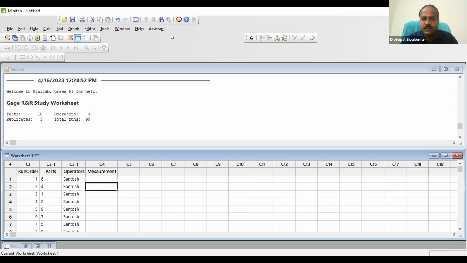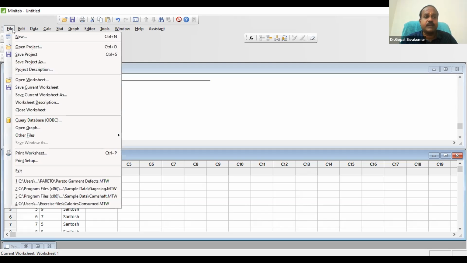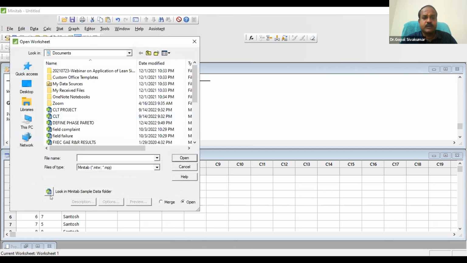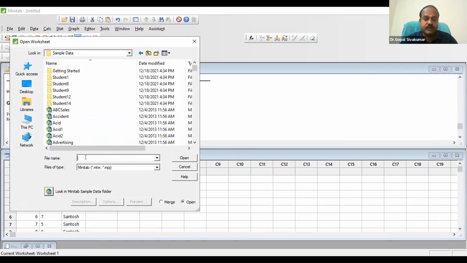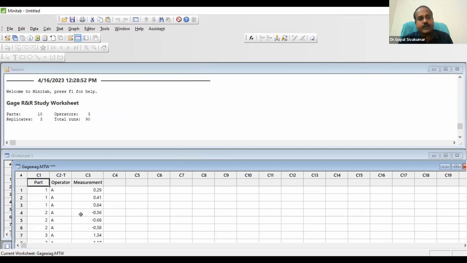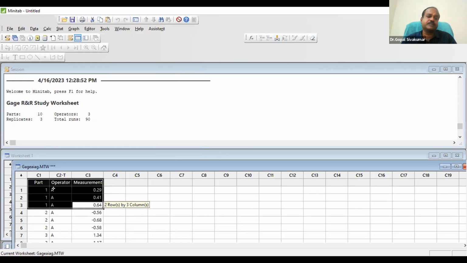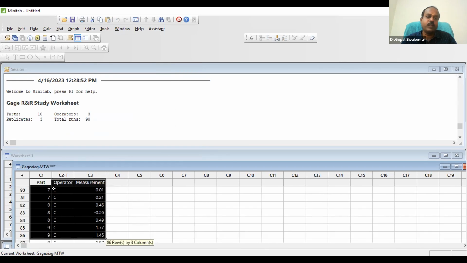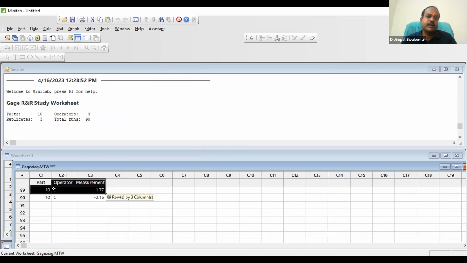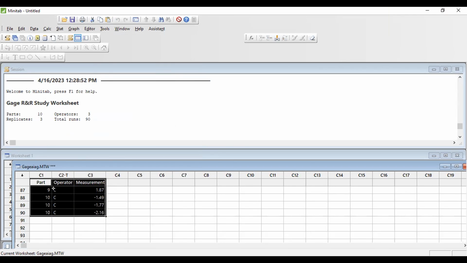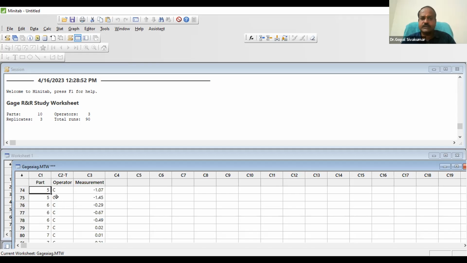Now, I have an inbuilt file. Let me open that file. Open the worksheet. Now, sample data folder. You click this. Here, Gauge AIAG. Now you open. Can you see some data here? Part number, operator name, measurement. Can you see, all of you, how many readings are here? Again, here there are 90 readings. 90, yes. That means 10 parts, 3 operators, 3 times each.